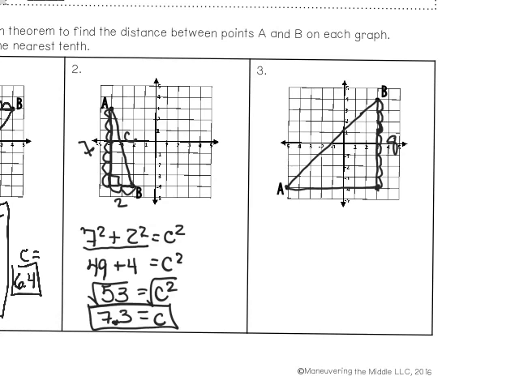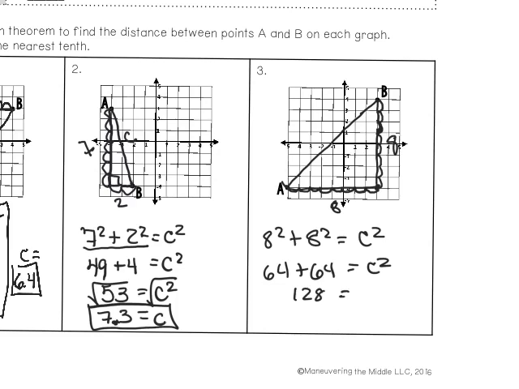Starting at the next vertex, we're going to go from here to here is 1, 2, 3, 4, 5, 6, 7, 8. So it's an 8 by 8. So 8 squared plus 8 squared is equal to c squared. 64 plus 64 is equal to c squared. 64 and 64 is 128, equal to c squared. Square root of both sides. c is equal to 11.3. All right, I'm going to pause this.